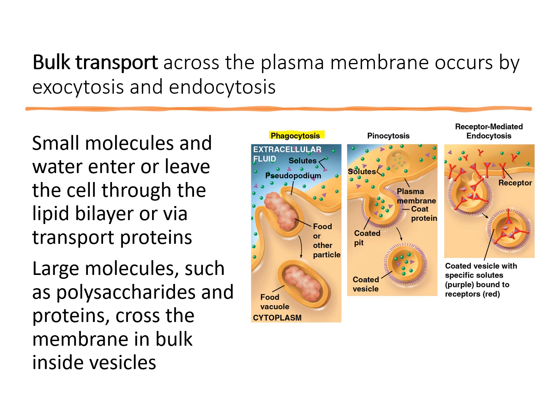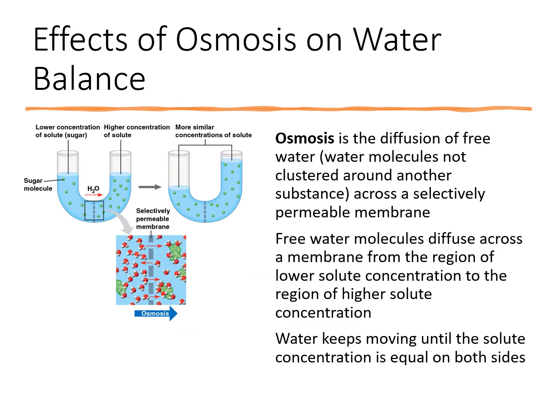Phagocytosis is where the cell itself goes and grabs a food particle or something else and pulls it in. Pinocytosis is where you create a tiny little coated vesicle and pull those solutes in. And you can also have receptor-mediated endocytosis, where particular receptors are present on the outside of the cell, and so only those specific solutes bound to the receptors are going to come into the cell.